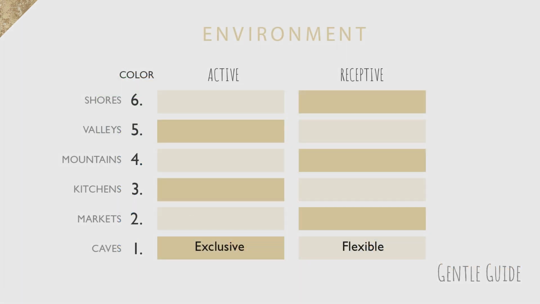Color number 1, caves. Color number 1 is caves. If you have an active role, it is exclusive. If you are on the receptive side, it is flexible. The word I would give for anyone whose environment is caves is control.